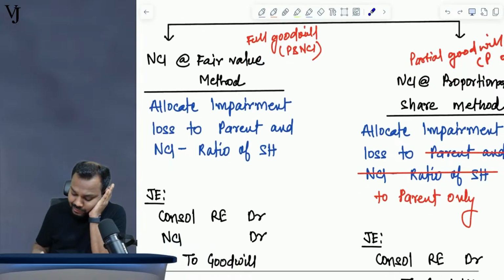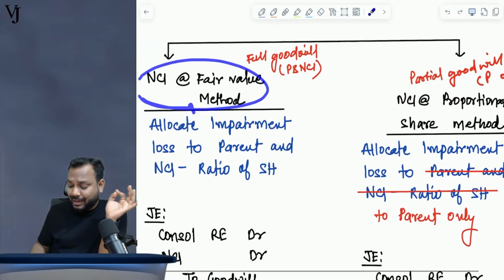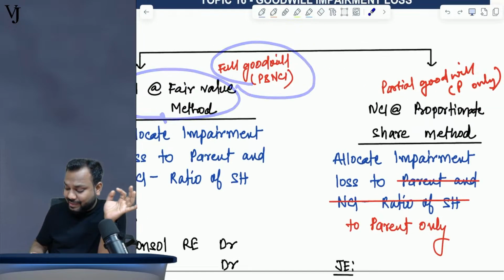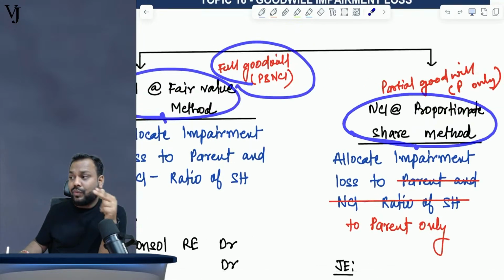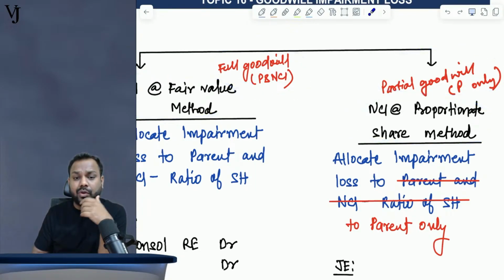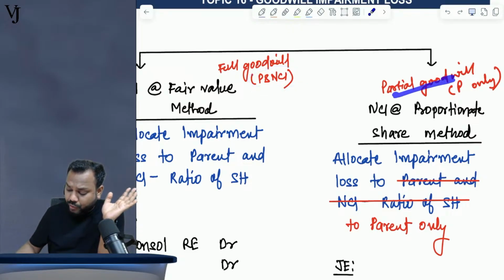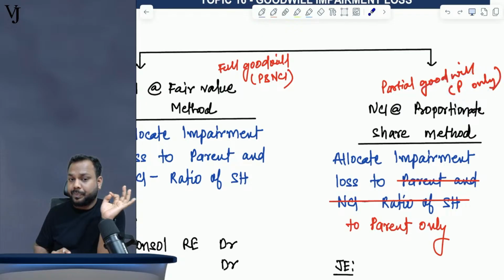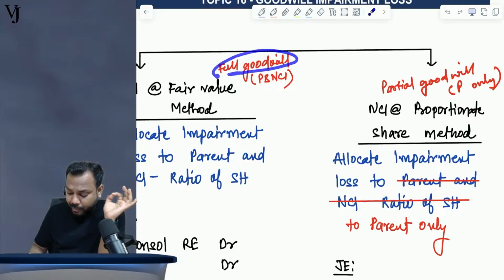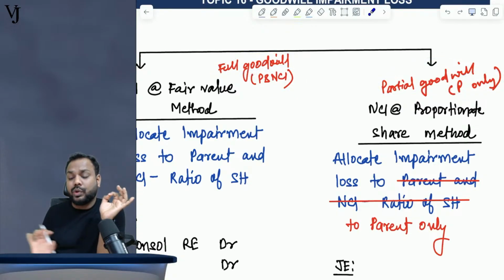If NCI is at fair value method, the goodwill that comes up is full goodwill. And if NCI is at proportionate share method, the goodwill that comes up is partial goodwill. Now, what is the meaning of full goodwill and partial goodwill? Full goodwill is for both parent and NCI, but partial goodwill is for only parent. Are you getting my point?